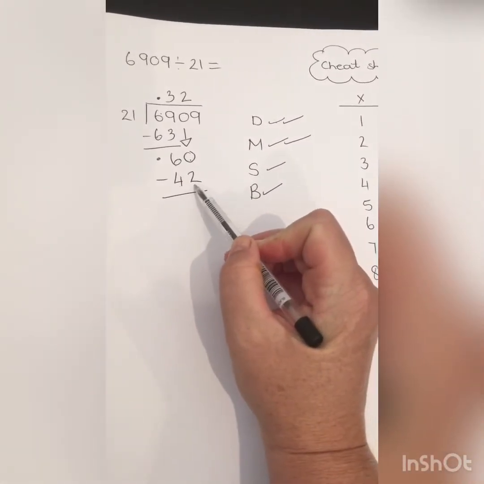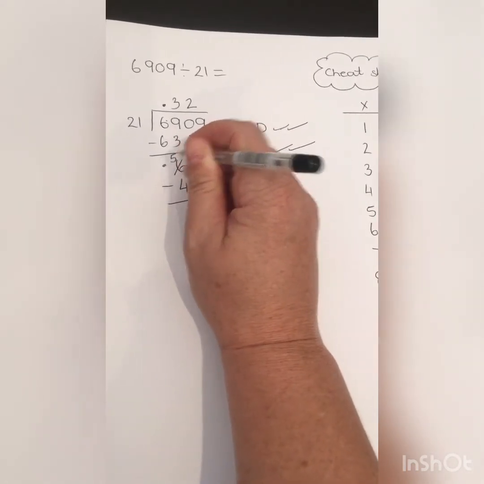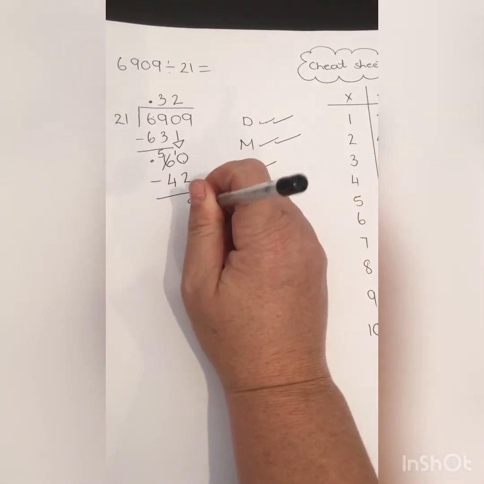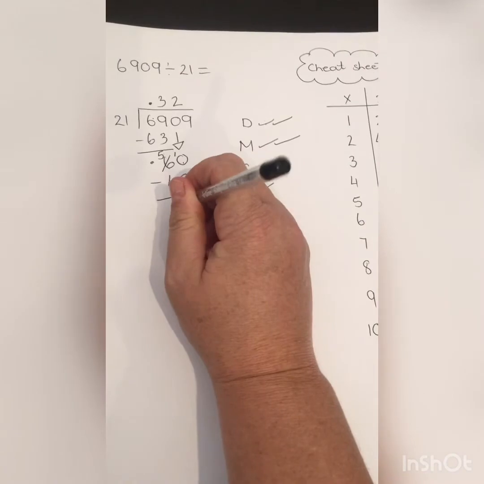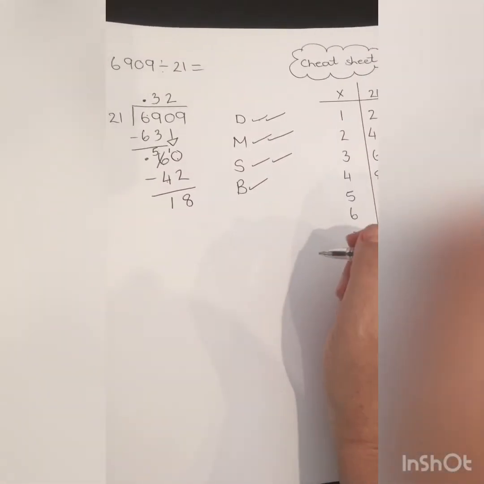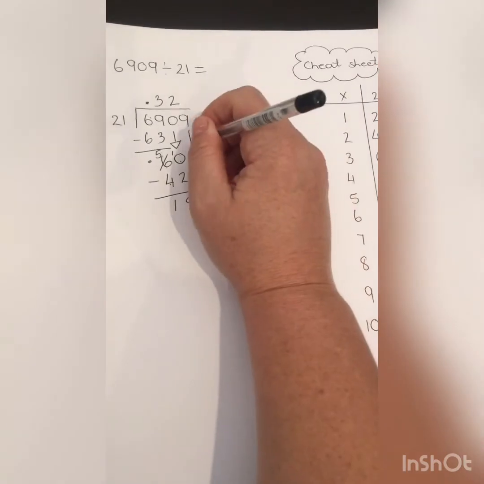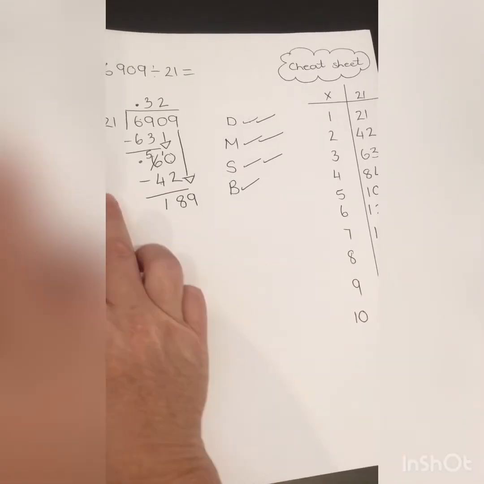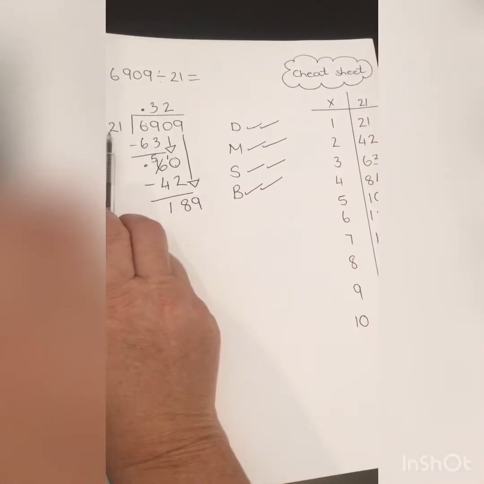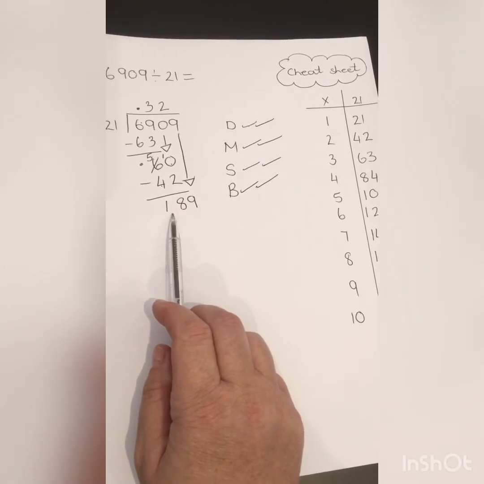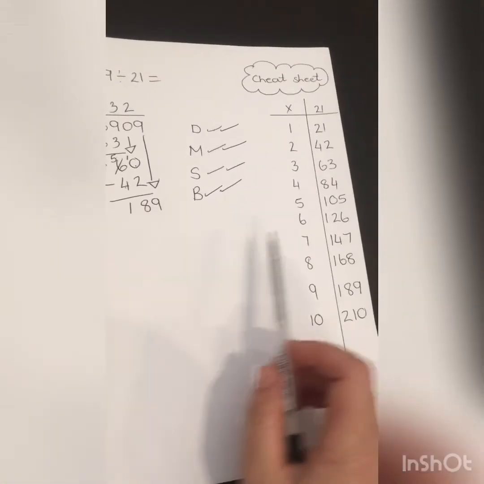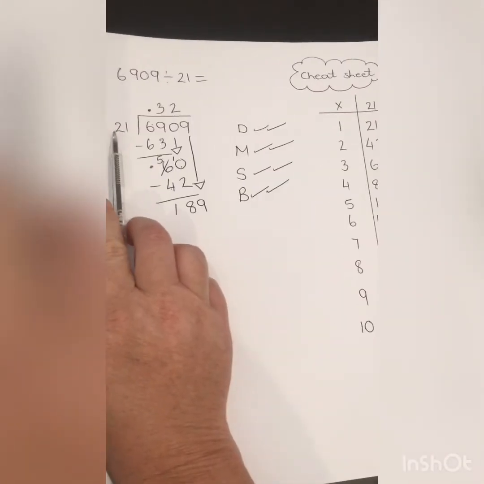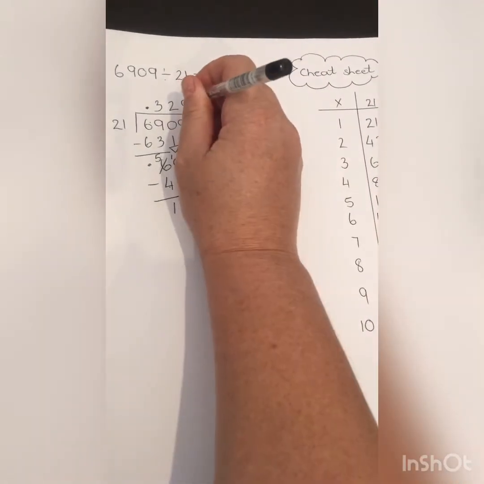0 minus 2, remember, we can't do, so we need to cancel out and we need to take our 1 across. So 10 minus 2 is going to give me 8. 5 minus 4 is going to give me 1. So I've done my subtraction. Now I'm going to bring down the 9 that's left behind, and I'm going to place it down there. All right. Now let me just tick off, can 21 go into 189? Again, go across to your cheat sheet. 189, look at that, 9 times. So 21 can go into 189 9 times.